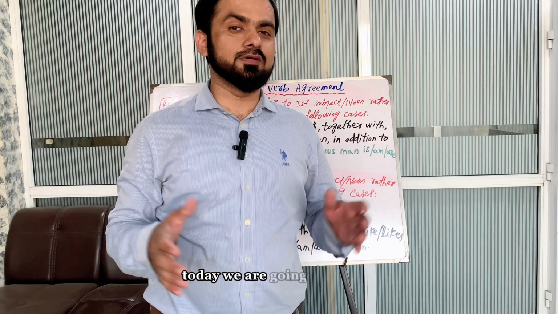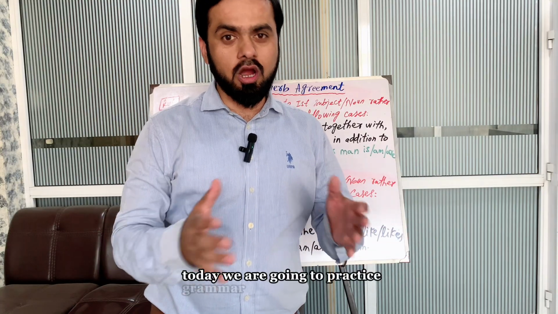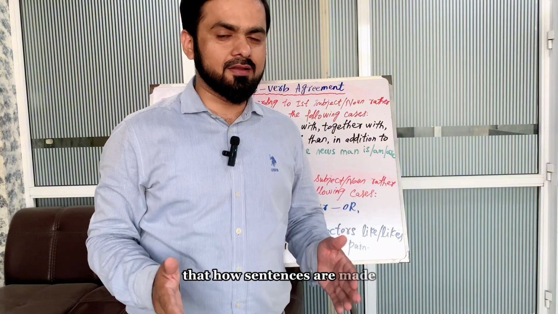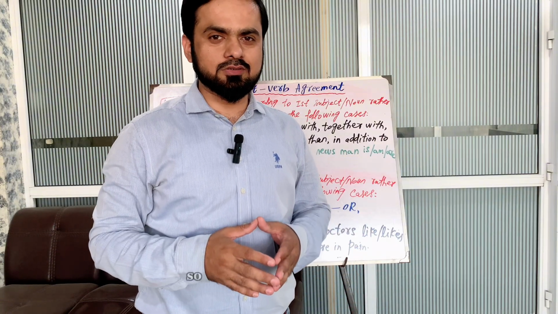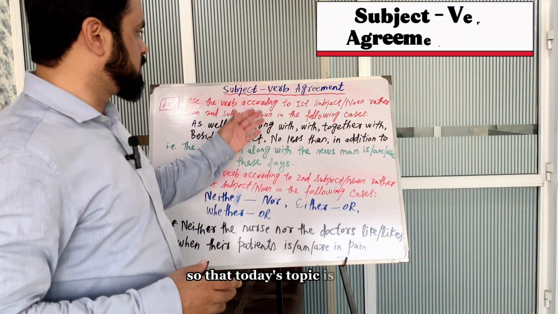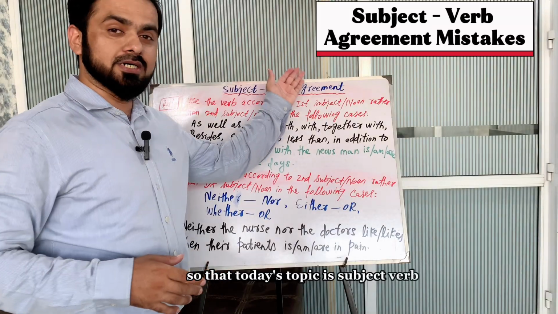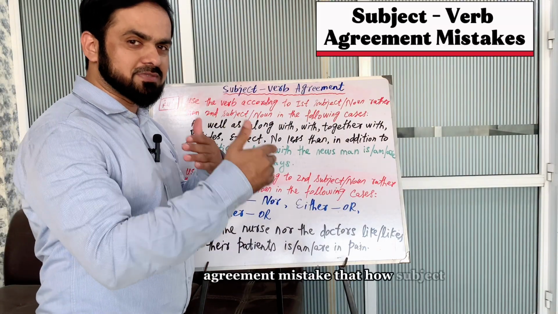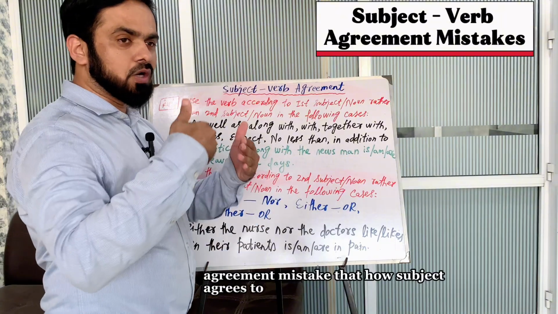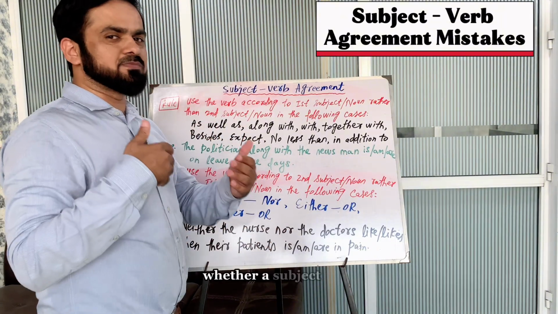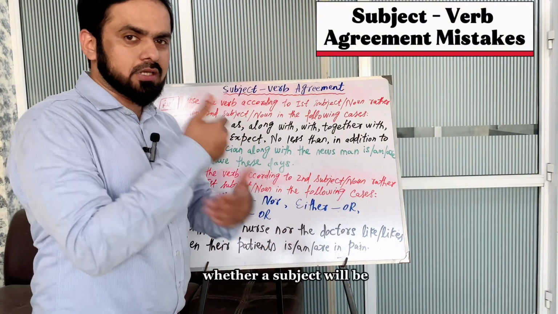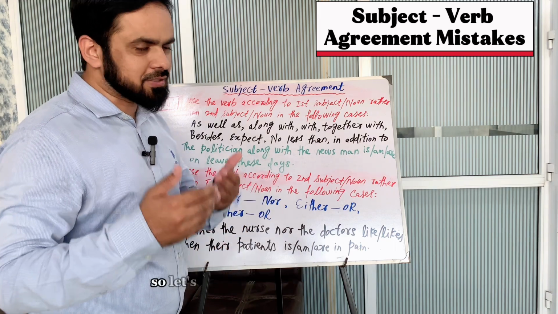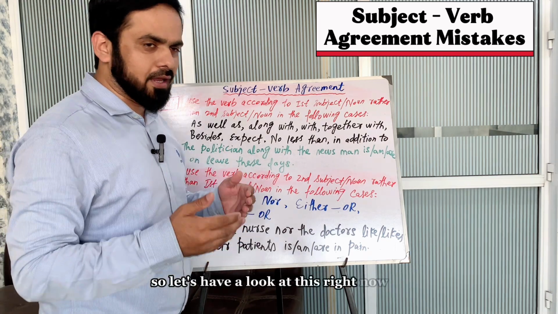Today we are going to practice grammar, that is, how sentences are made in the English language. So today's topic is subject-verb agreement: how a subject agrees with a verb, whether a subject will take a singular verb or a plural verb. So let's have a look at this right now.